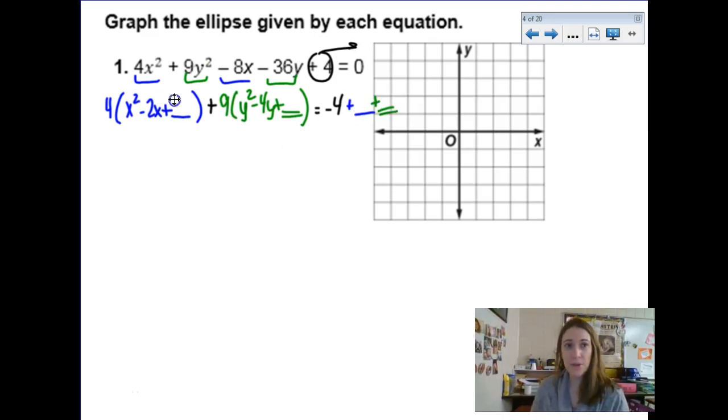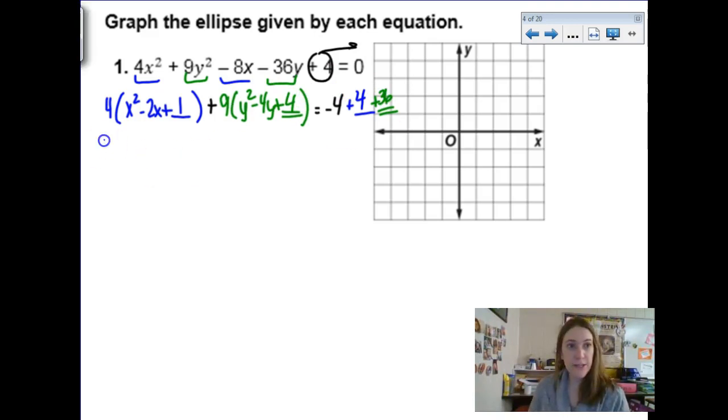Alright, let's talk about the number that goes in this blue blank here. Half of negative 2 is negative 1 squared is 1. So this is a 1, but it's really a 4 because of that multiplier. So there we go. And then this blank right here, this is a 2 squared, 4. So I'm going to put a 4 here, but it's really a 36.